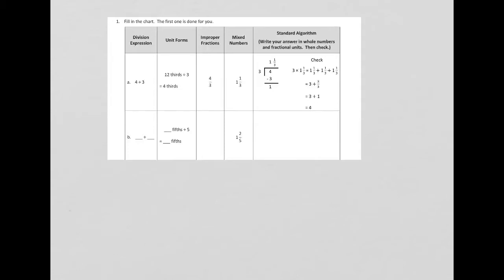So we're going to fill in this chart. This first one is done for us, so it gives us an idea. We're looking at the division expression, writing it in unit form, writing it as an improper fraction, and we use the term fraction greater than 1 instead of improper fraction. They mean the same thing. Then mixed numbers, and then the standard algorithm.